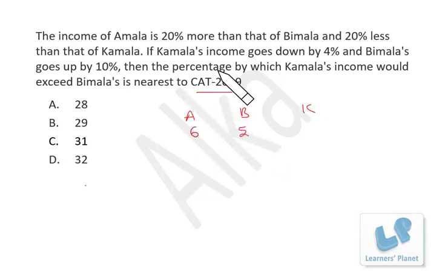Then Bimla, and 20% less than that of Kamla. So Amla is 6 and it is actually 20% less than Kamla. So it is actually 80% of Kamla. So 6 is equal to 80%, that is 4 by 5 of Kamla, right? So Kamla will be 30 by 4, or I can say 15 by 2, right? So to make all of them integers, I just multiply all the terms by 2. So here I'll get 12 and 10 and then 15. So these are their incomes as of now.